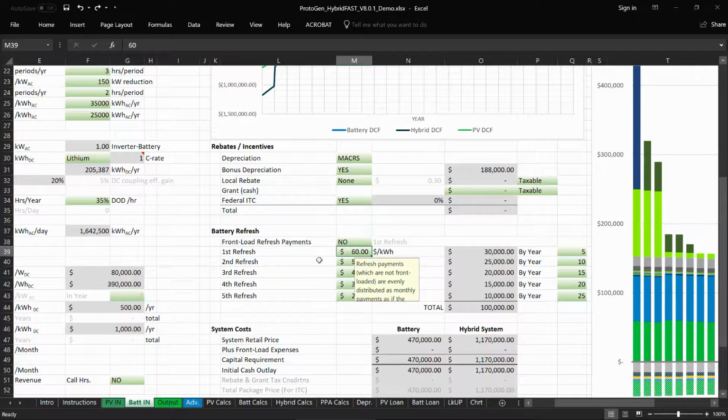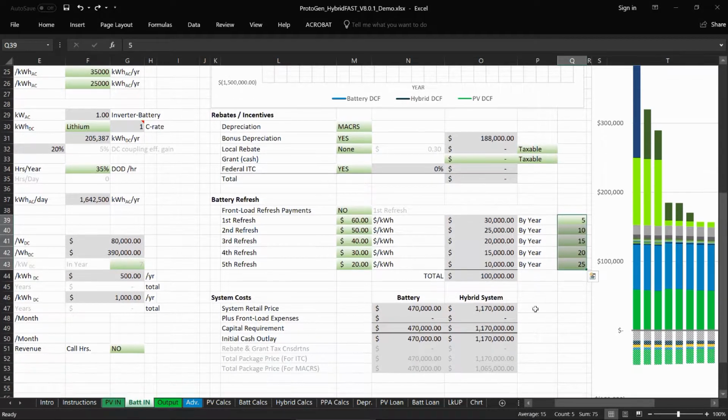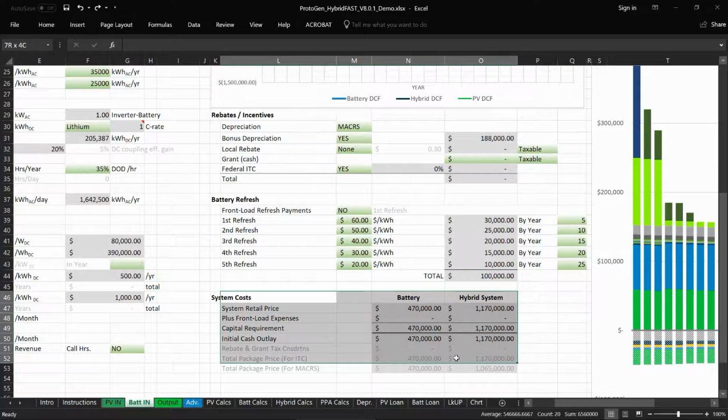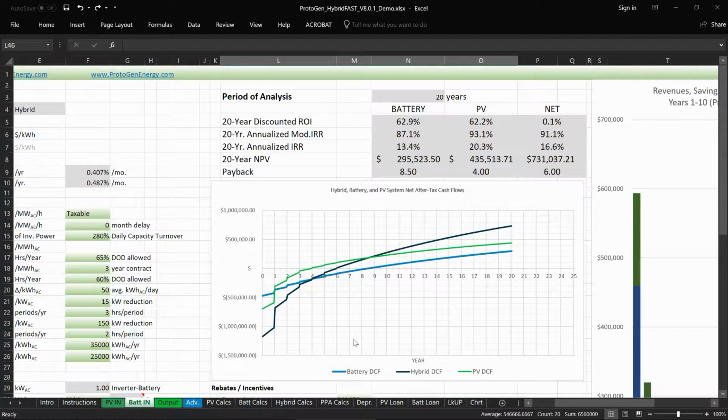Or you may want to set some money aside to buy new batteries. And just like the SREX, you can change the period that occurs. System costs, just like on the battery sheet. And then the period of analysis and the financial metrics are once again identical to the battery sheet.